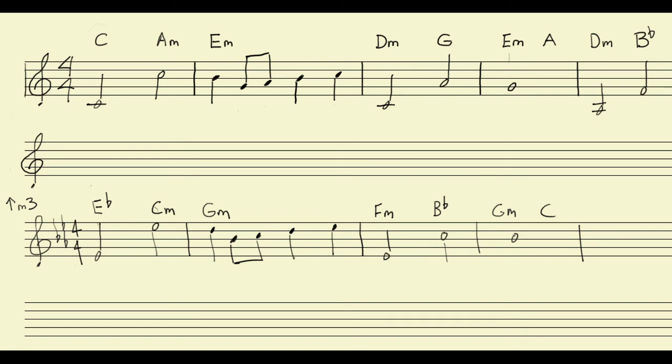So just for reference, let me play our original. So here's the original in C major. Now, here's our transposed version. And it sounds like we've done this absolutely correctly.